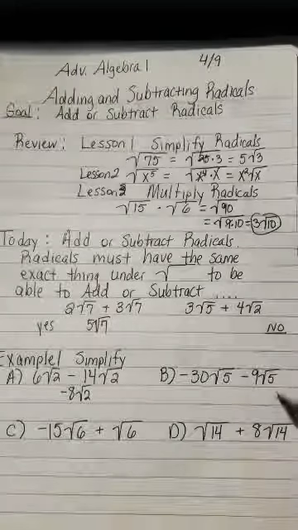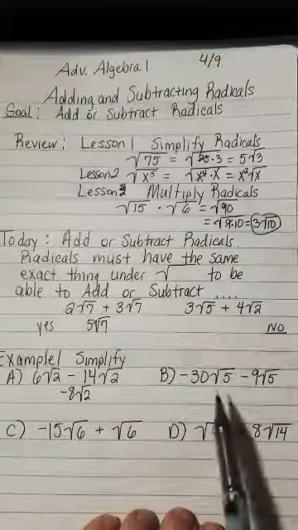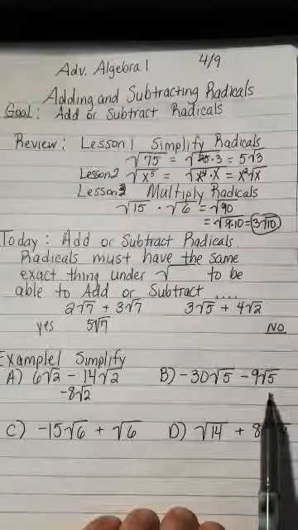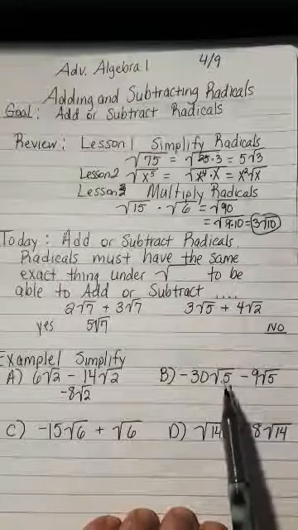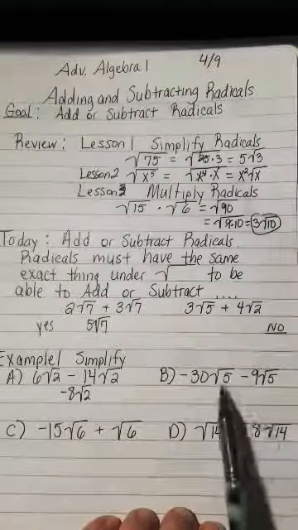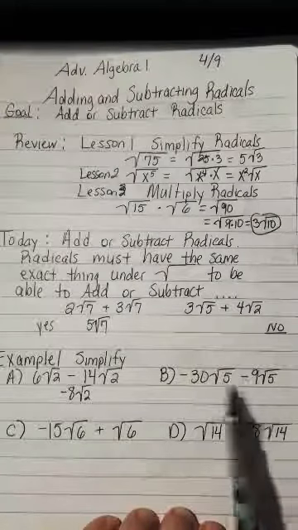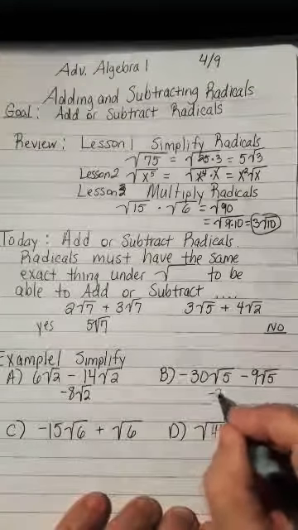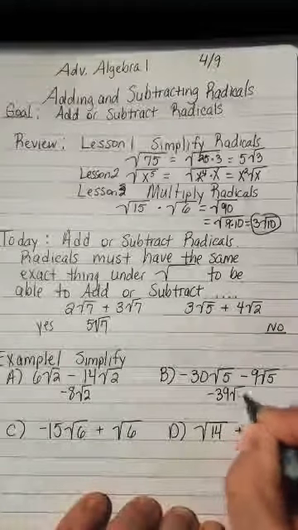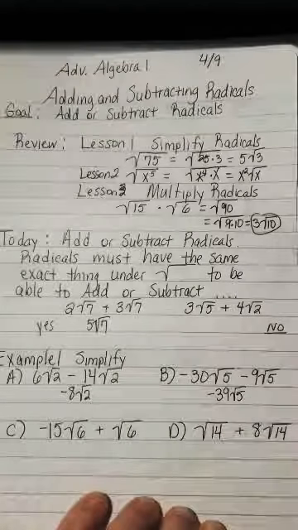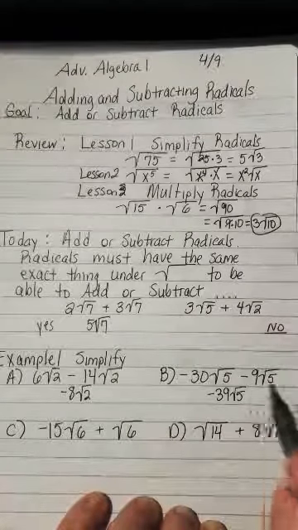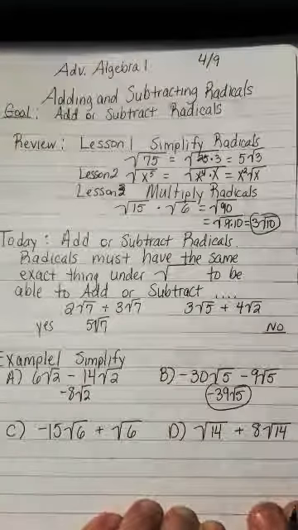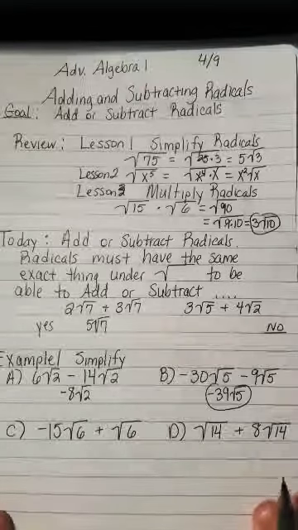Alright, so on part B, we've got negative 30 on the square root of 5 minus 9 on the square root of 5. Again, these numbers under the square root match, so you just have to work with the numbers on the outside. Negative 30 minus 9 is negative 39. And then you just put your square root of 5 down. Remember, you add the numbers because they're both negative. And that is your answer, negative 39 on the square root of 5. Isn't that easy? Easy, easy.